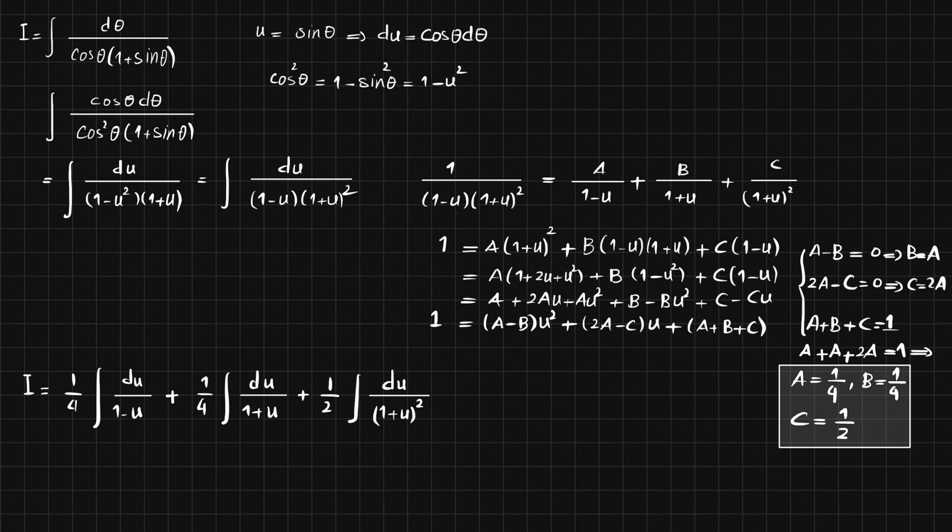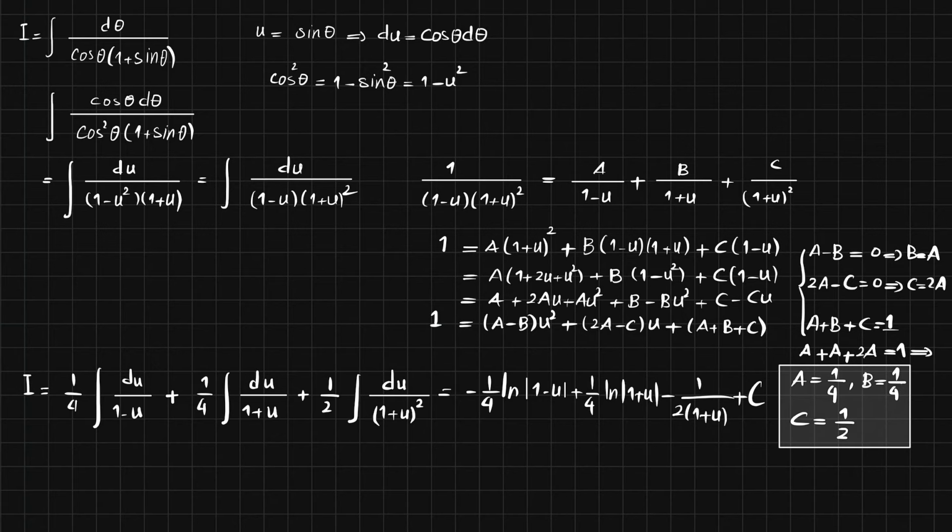But these are all standard integrals, so the first one becomes minus 1 over 4 ln of absolute value of 1 minus u. The reason that I have this minus sign here is because this is not u minus 1, this is 1 minus u. So this is the reason that I have a negative sign here. But the second one is just 1 over 4 ln of absolute value of 1 plus u. And the next one is also very famous, so it becomes 1 over 2 arctan u. And then I have my constant c.